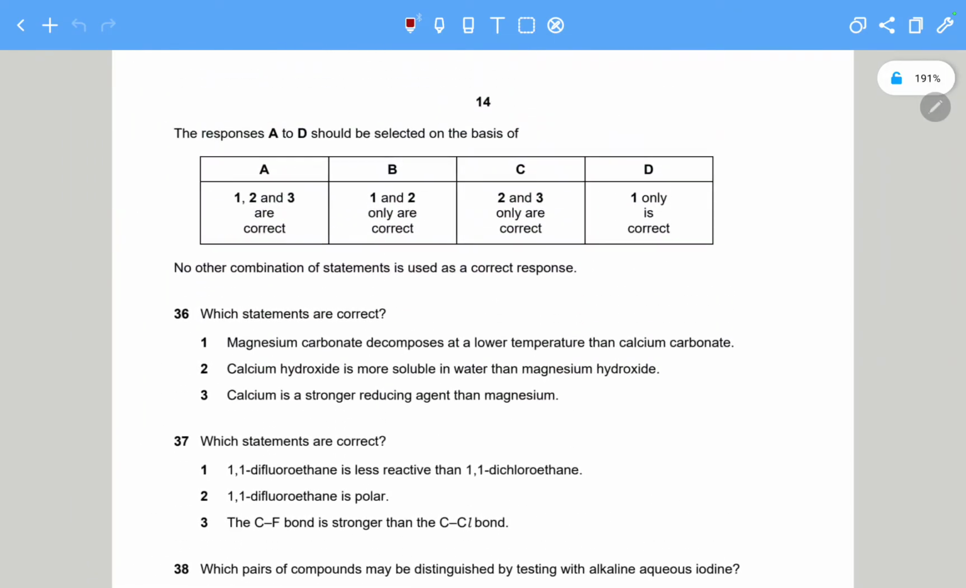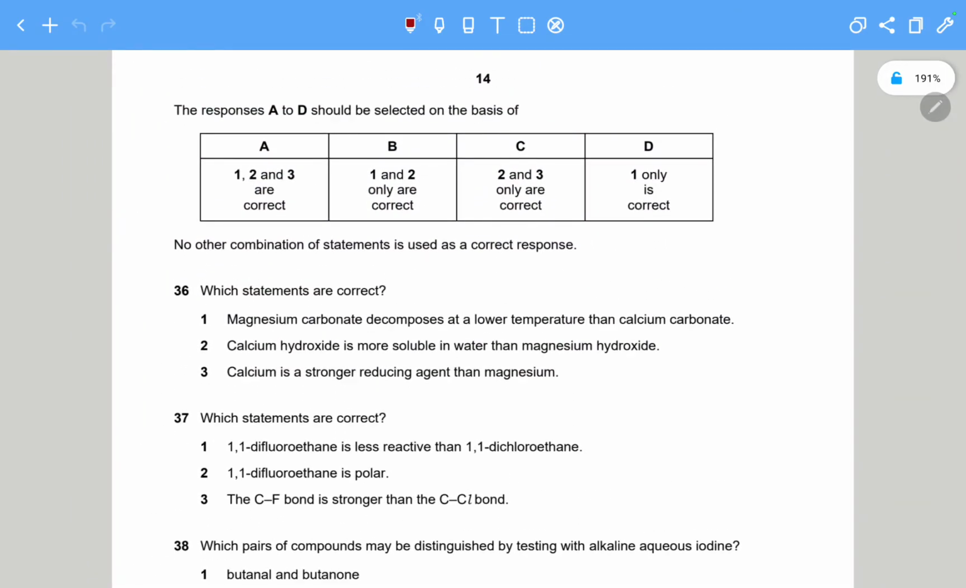Then question number 36. Which statements are correct? Magnesium carbonate decomposes at a lower temperature than calcium carbonate. This is wrong because remember, magnesium ions are smaller than calcium ions. This is right, I didn't read the lower temperature. It says lower temperature. This is right because magnesium ions are smaller than calcium ions. They'll have a higher charge density and therefore more ion polarization, and therefore they will decompose at lower temperatures because less energy is required. Then the second option, calcium hydroxide is more soluble in water than magnesium hydroxide.